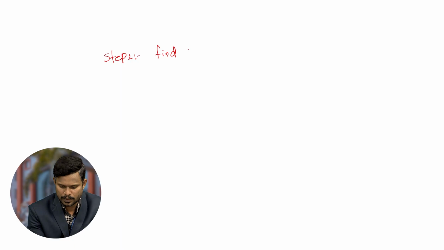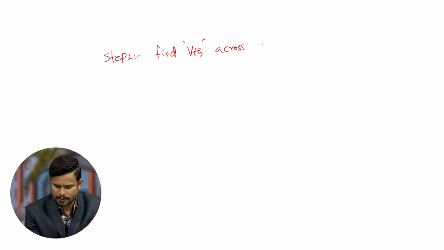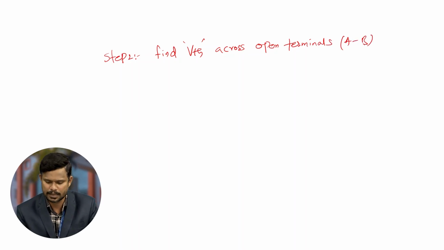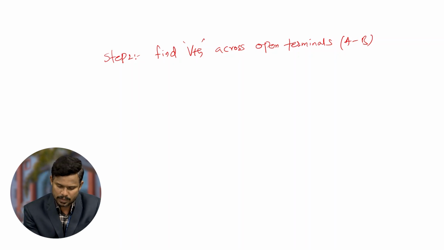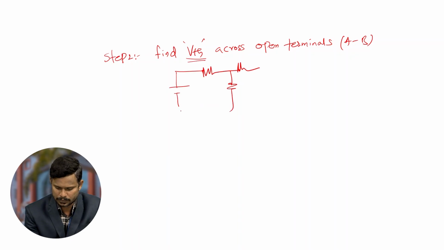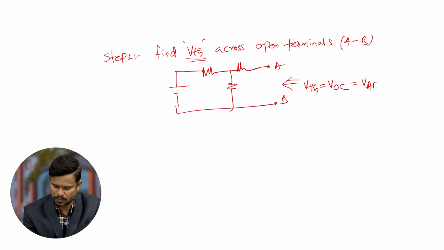Find Thevenin's voltage VTH across open terminals A and B. Wherever we removed the load resistor, across that open terminals, we need to calculate the Thevenin's voltage. The given circuit is this one. So we need to calculate the open terminal voltage VTH or VOC, open circuit voltage across VAB. This is also the same as VAB voltage.